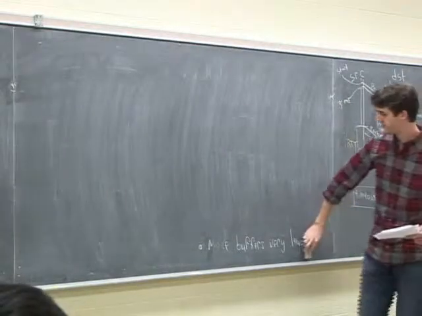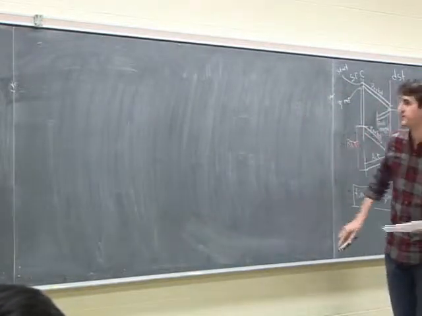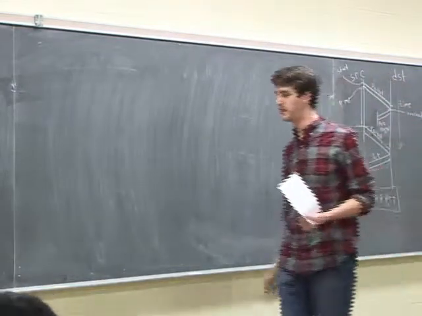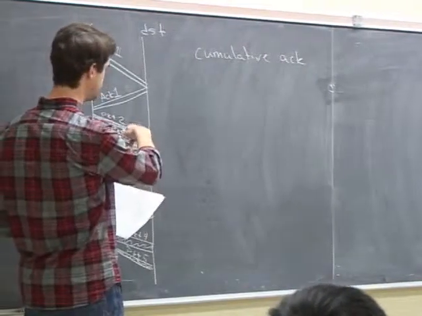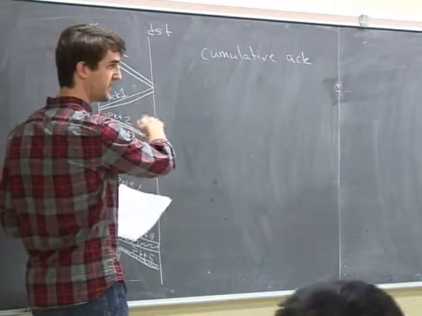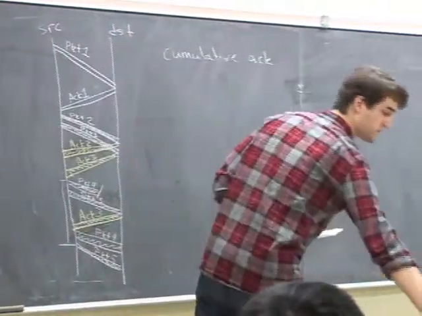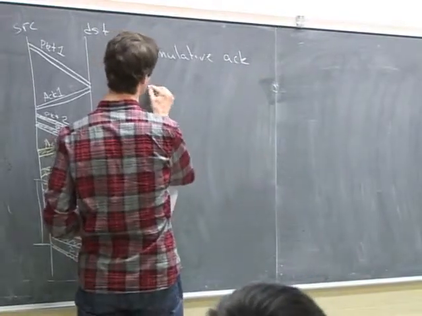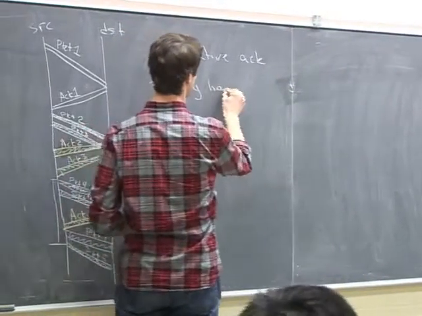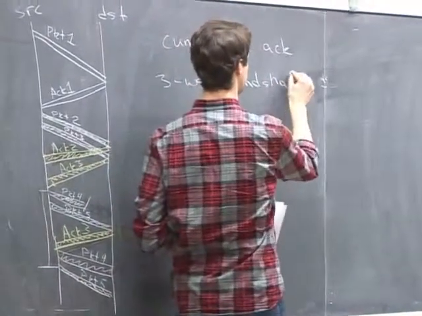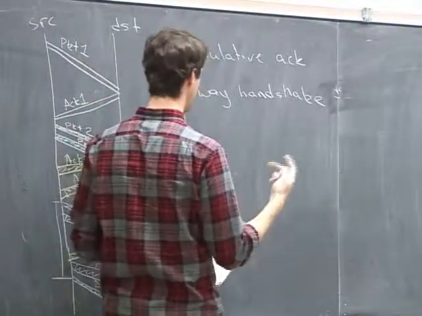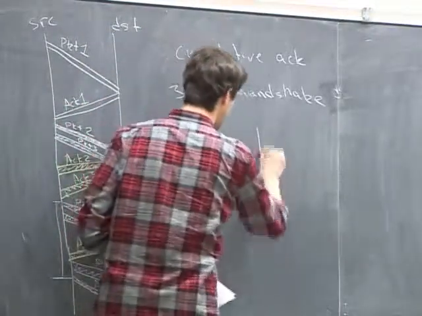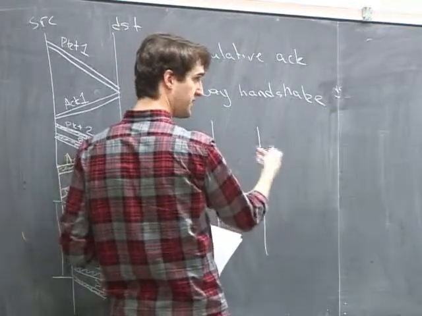So at this point, we've covered the mechanisms to provide reliability, but what we haven't covered is how you actually set up the connection between two hosts and negotiate things like the sequence numbers of the packets and so on. To do that, we do this thing called a three-way handshake. Let me just draw it graphically. It's just to set up the connection.